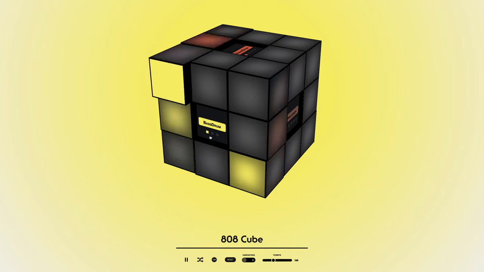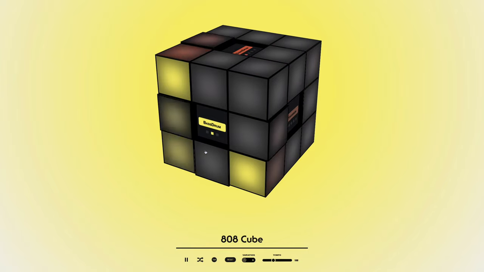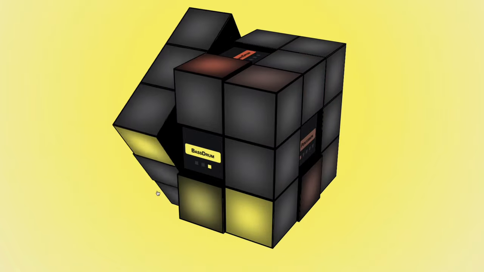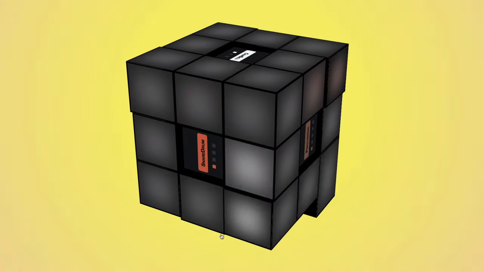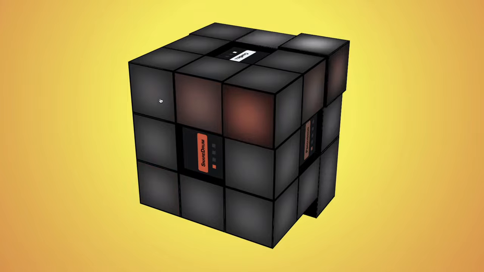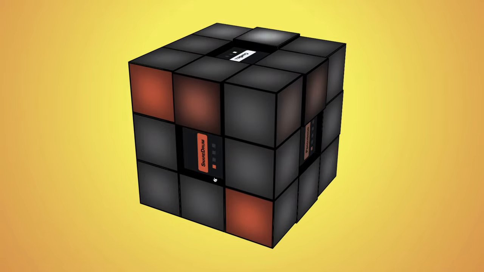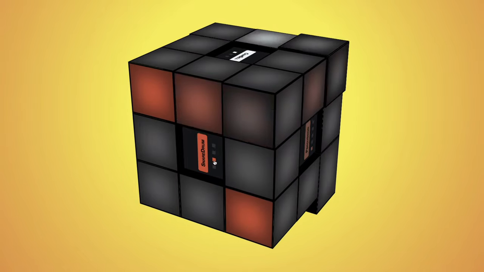And if you click the little square, it changes the sounds. And so then I'm going to rotate this side. And let's go to the snare. So let's go here. And let's check out the different snares.